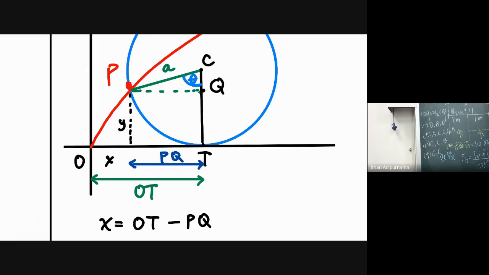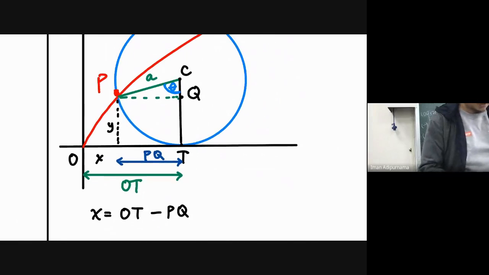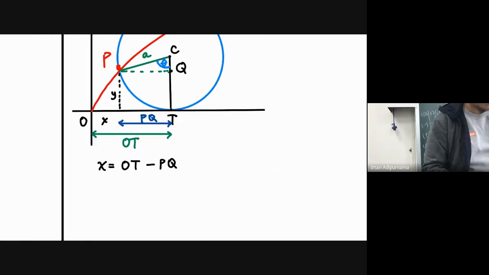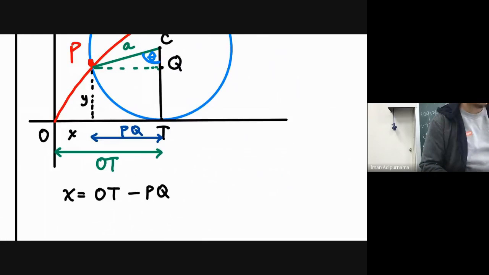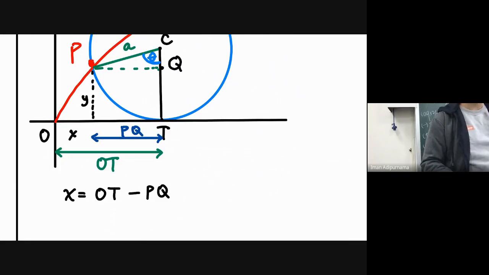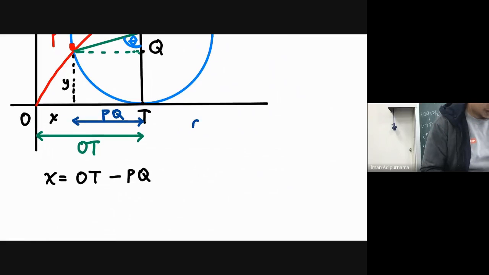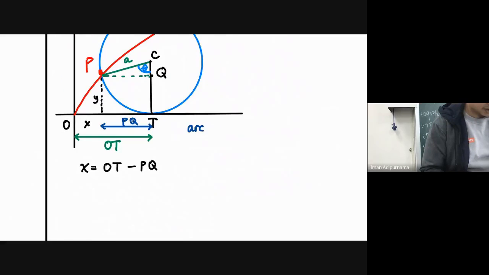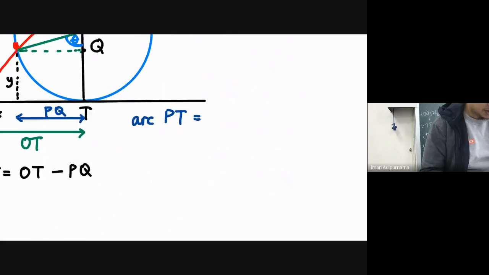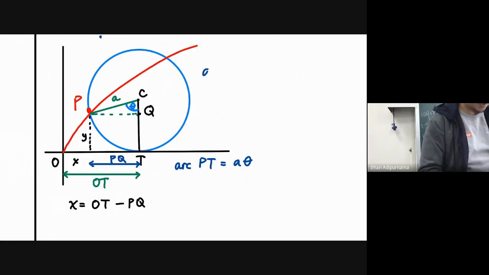What is this? The length? Let me write as notes. How do you say that? Arc, right? The arc length, or I will write arc PT is A theta. Okay. So A is the radius.